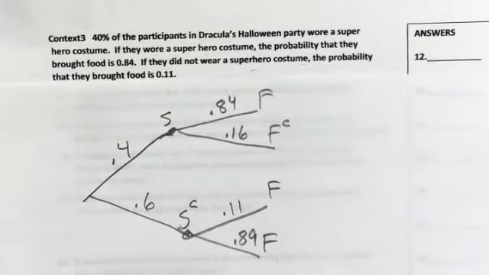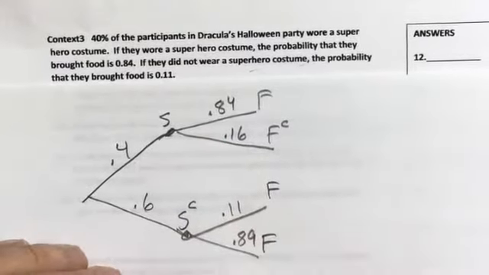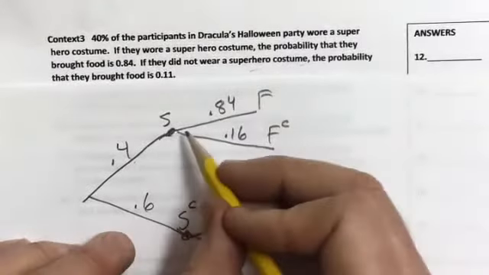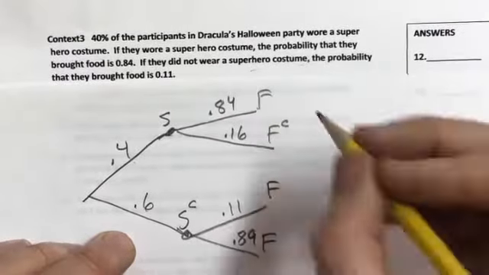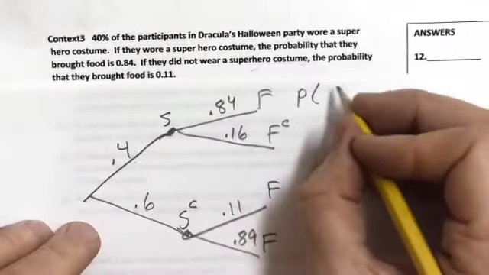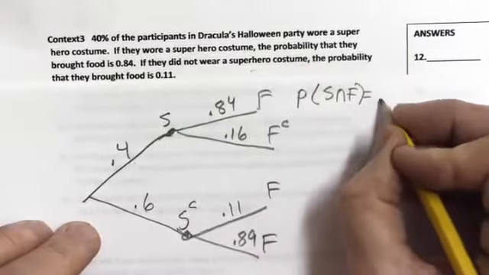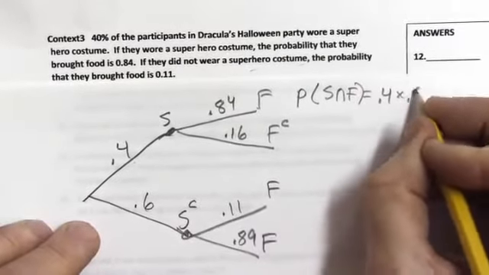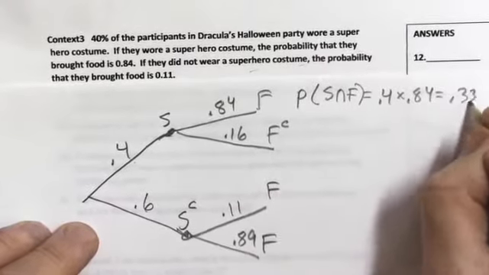Now I've got to find the probability of everything that can happen, and the way you do it is by multiplying the limbs. The first group of people are the people that wore a superhero costume and brought food. What's the probability of that happening? Multiply the two events. The probability of superhero and food is 0.4 times 0.84, which is equal to 0.336.